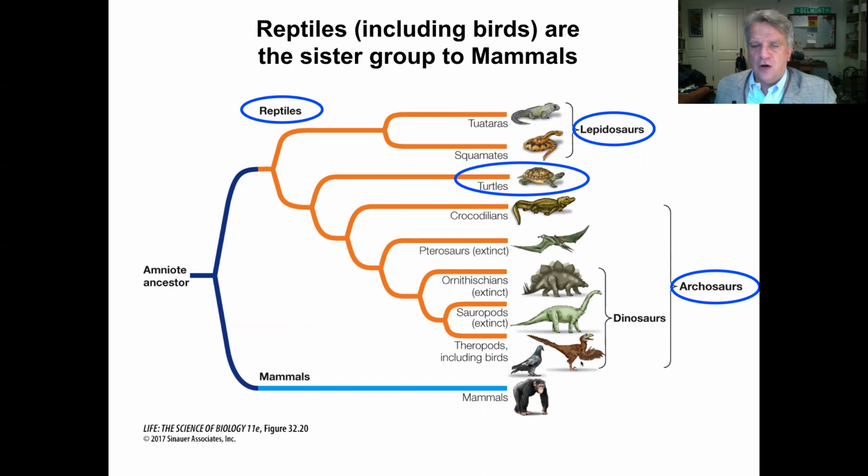So birds are here in the theropods. And as you'll note here, there are some dinosaurs that are more closely related to birds than they are to other dinosaurs. Therefore, birds are living dinosaurs. And this whole grouping here of the reptiles is the sister lineage to our part of the amniote tree of life, the mammals.